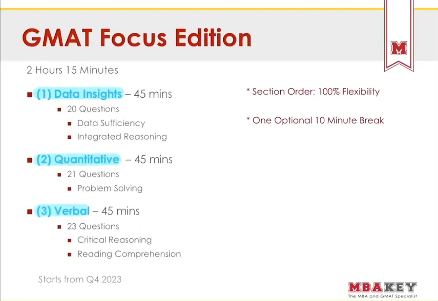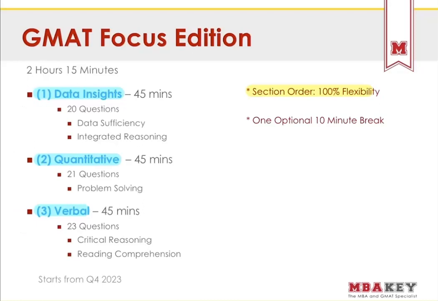The great thing about the test is you have section order flexibility. That means you can do these items in any order. You could start off with data, math, then verbal. Or if you want to do verbal first, then do math, then do data, that's fine too. Or you could jumble it up even more. Verbal, then data, then math.